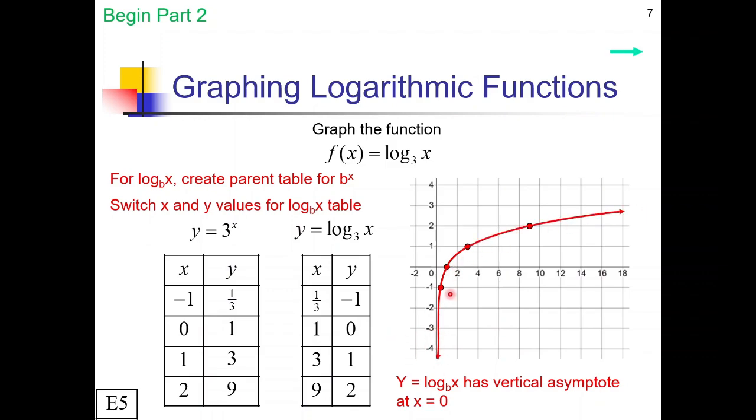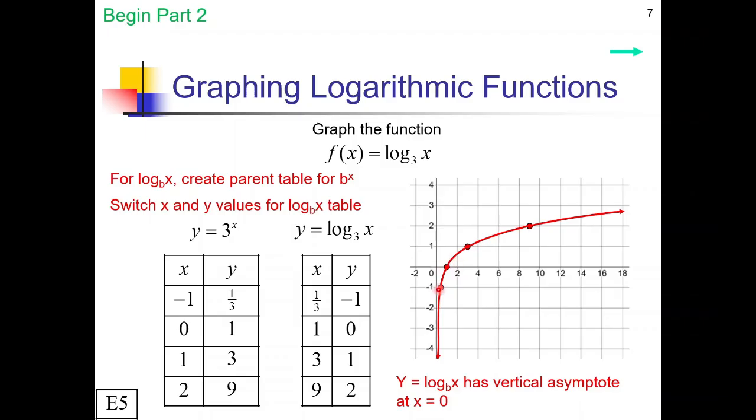Now, why is there a vertical asymptote there? I mean, we can see that there is if we graph enough values, but it's good to know why. One way you can think about this is the inverse of 3 to the x. 3 to the x is an exponential function that looks something like this. It has a horizontal asymptote on y equals 0, the x-axis. So if you flip all that over the line y equals x, then your horizontal asymptote is now becoming a vertical asymptote. So that's part of the reason.